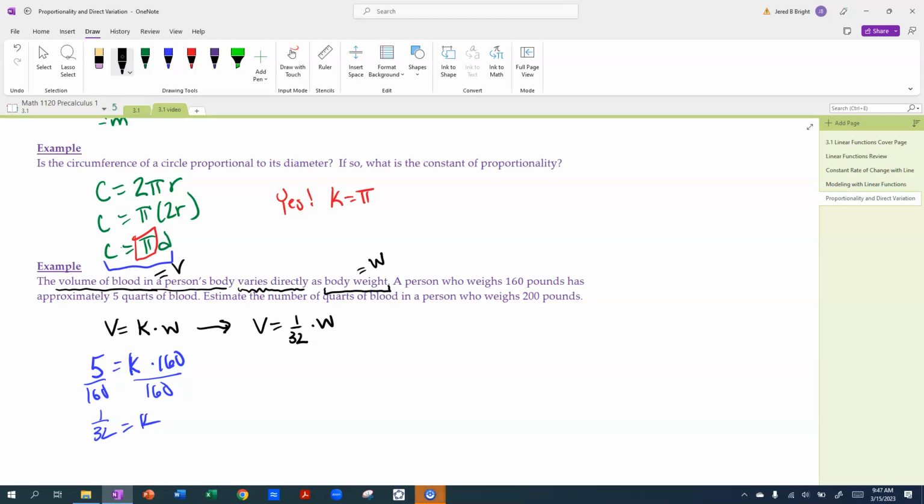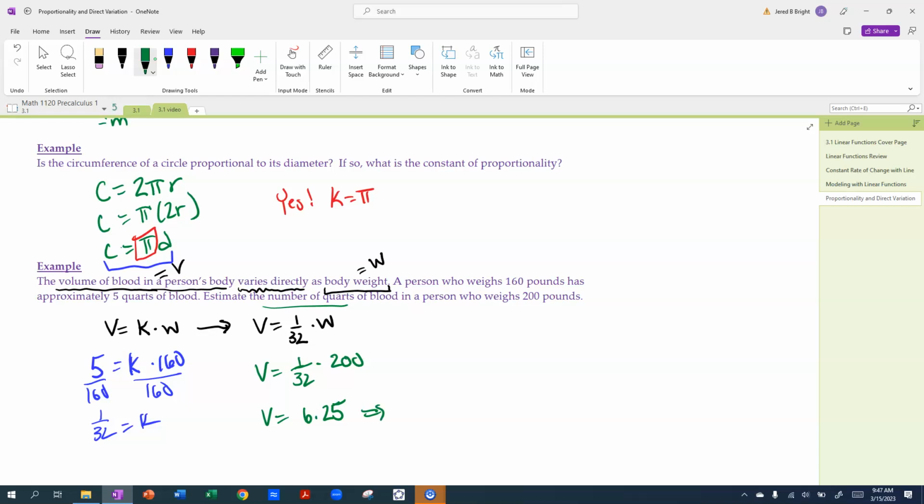But the prompt doesn't end there. We need to keep on doing more. It says, estimate the volume, the number of quarts of blood, for a person who weighs 200 pounds. So I want to know what V is. The number of quarts of blood, that's V, is unknown. And this particular individual weighs 200 pounds. So if I do the calculation, I get that the volume is 6.25, or 25/4, whichever you prefer. So now am I done? Pretty much. I just need to write my answer in sentence form because we're in a context.